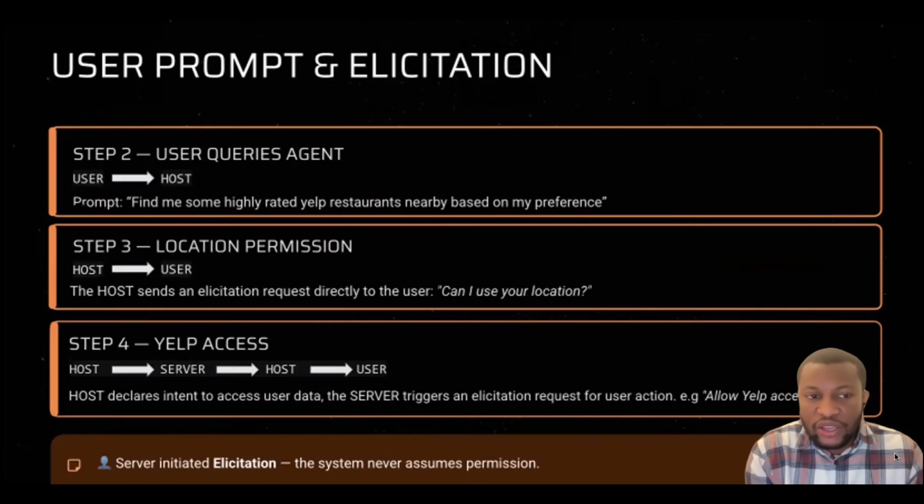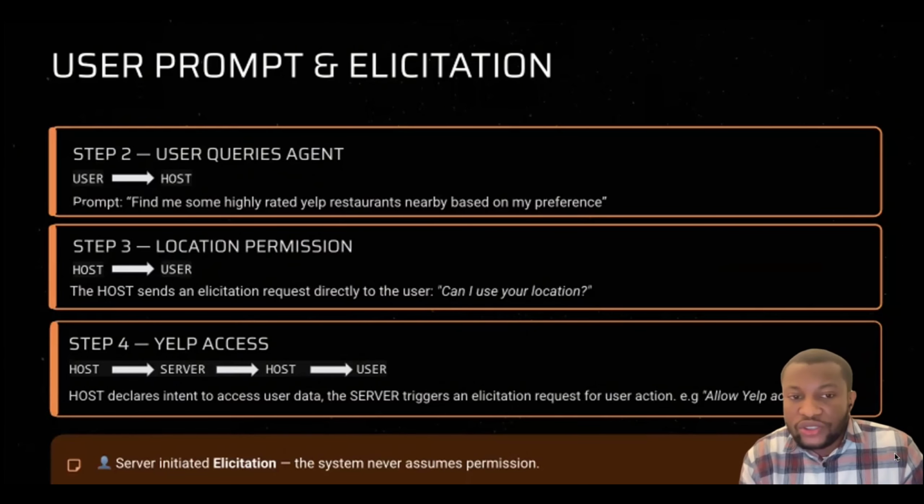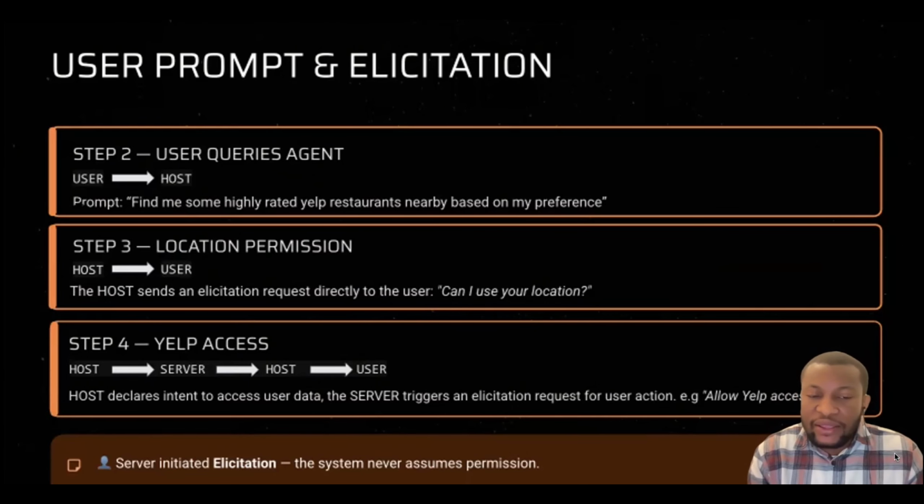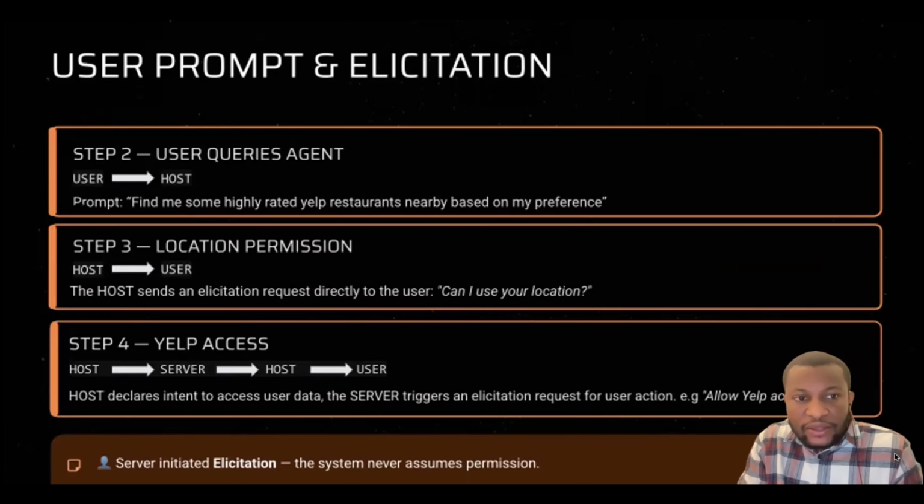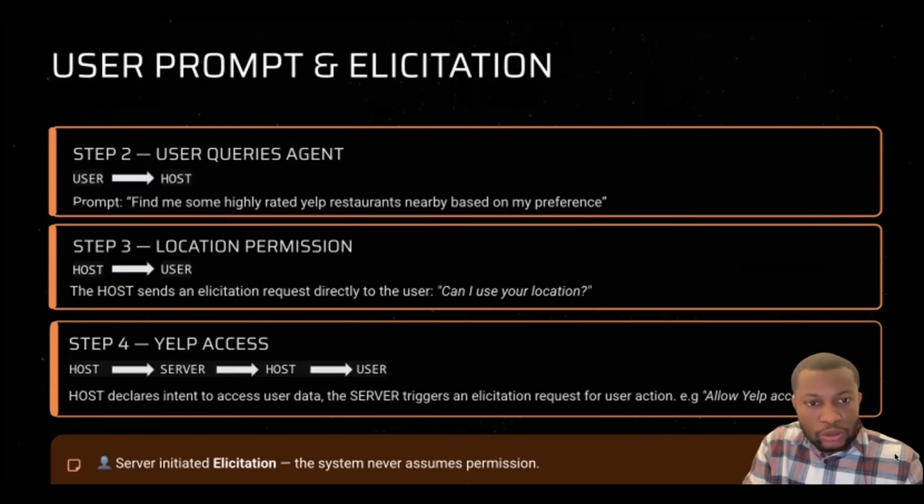And that's what happens here in step 4, which is that the server triggers an elicitation request through the host to the user. So that way, it's the user that is explicitly granting or declining the request: can you access my Yelp data? And until it's able to access the Yelp data, it might not be able to proceed with the user prompt.